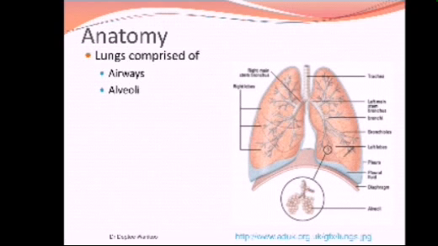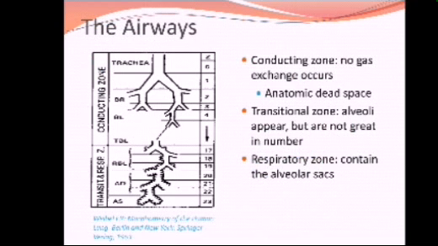So before that, we should know about the anatomy of the lung. Lung comes in the lower respiratory tract, where we deal with the airways which go inside the lung and the alveoli structures. The airways have conducting zones, transitional zones, and respiratory zones. In conducting zones, no gas exchange occurs, as we all know. In transitional zones, the alveoli appear to be not in great number, and the respiratory zones contain the alveolar sacs, which you can see in the diagram as well.